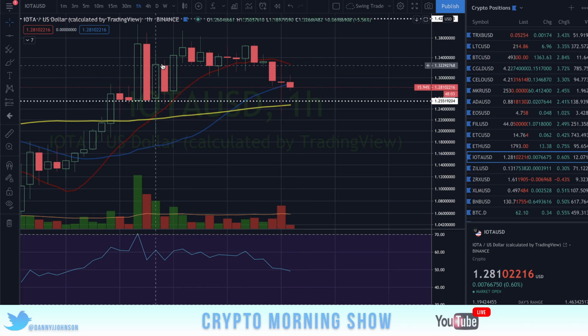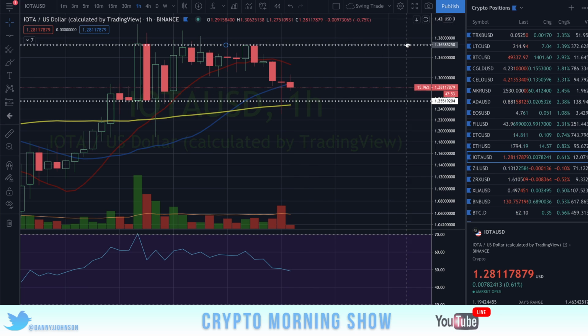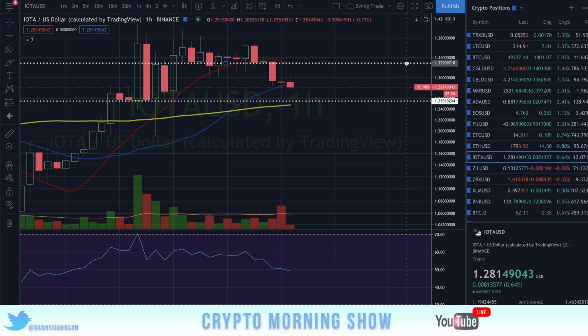So very similar to the other altcoins, may have to come back down to retest the $1.25, I should say, and then we're going to go up to look for resistance. The first level of resistance we're going to encounter is $1.32 USD. Then you'll have your second layer of resistance there for IOTA.